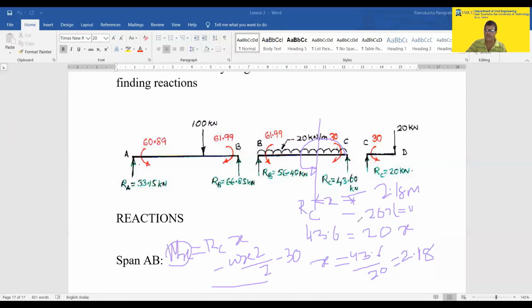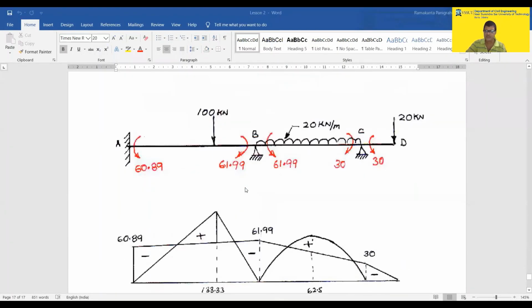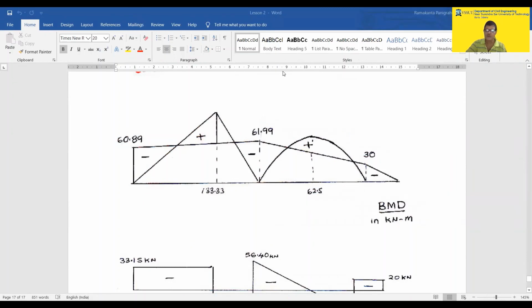Whatever value will come here, you can go to your bending moment diagram. In the bending moment diagram, at x is equal to 2.18 meter from here, whatever value you will find at x is equal to 2.18 meter here. It will come somewhere here. This value will be maximum. And write this value here, the maximum value. So this will be the maximum ordinate, what you will find from your calculations. So that will give the maximum bending moment ordinate for this span BC.